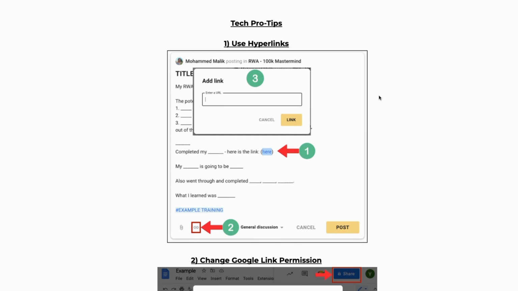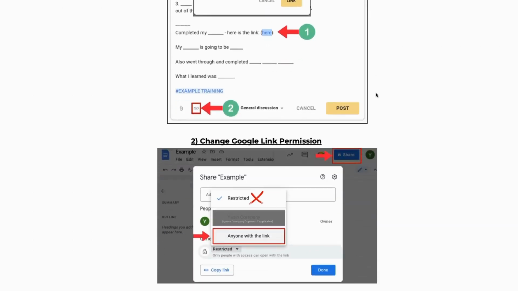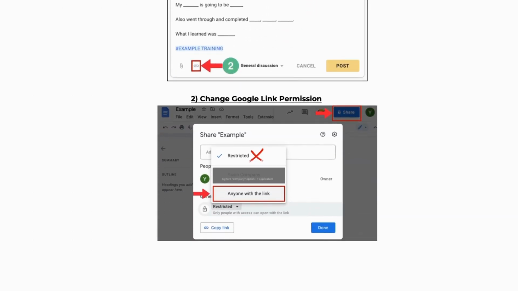Pro tip number two is that if you are sharing Google documents, we don't want this to be a chaotic mess in which you haven't actually done the permissions. And so what you want to do is step number one, in your Google document, you want to click on share, and then you want to be able to allow anybody with a link to be able to look at that document.